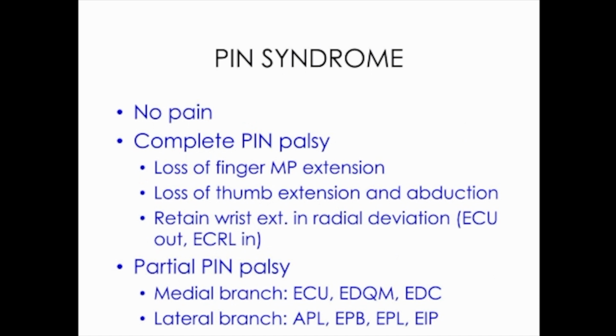So there is no pain in the PIN syndrome, and the symptoms can either be a complete PIN palsy or partial PIN palsy. So in a complete palsy, you have loss of finger MP extension, loss of thumb extension and abduction, and you retain wrist extension with radial deviation because the ECU is out and the ECRL is in, causing the radial deviation. Now, you can have a partial PIN palsy of any component of the PIN, and it may be specific to the medial branch, which is to the ECU, EDQ, and EDC, or the lateral branch, which supplies APL, EPB, EPL, and EIP.